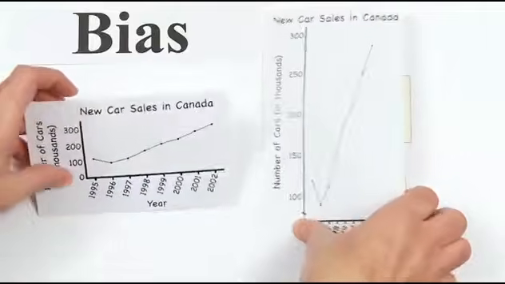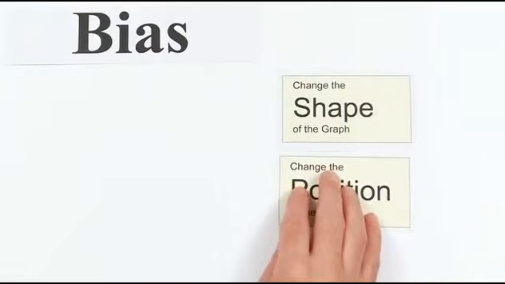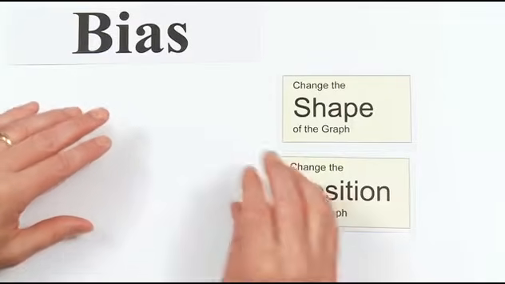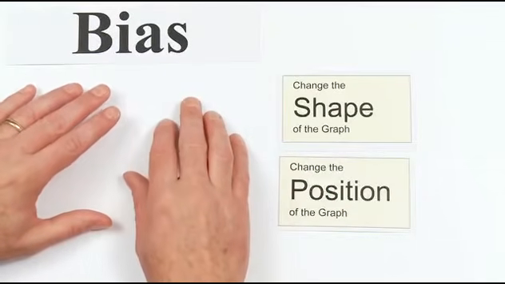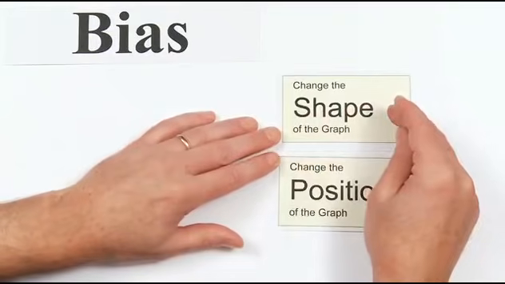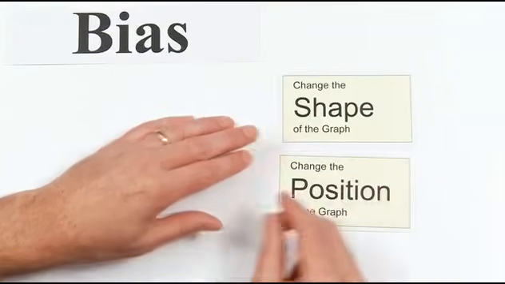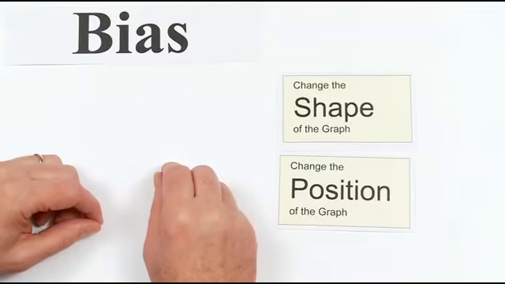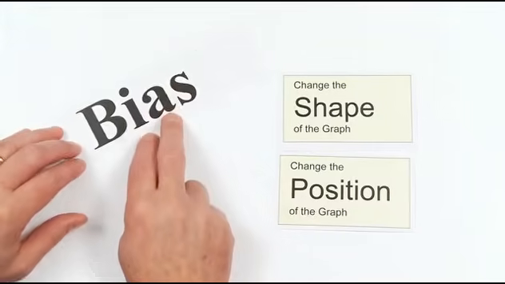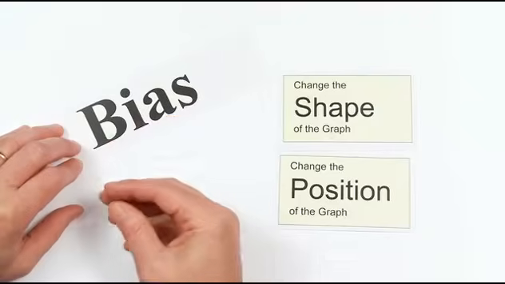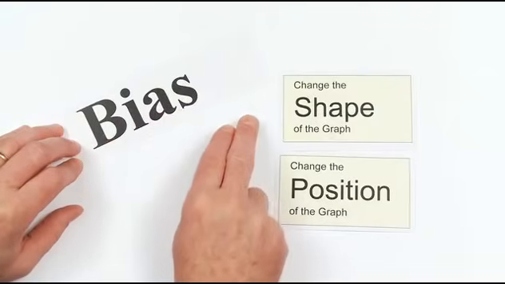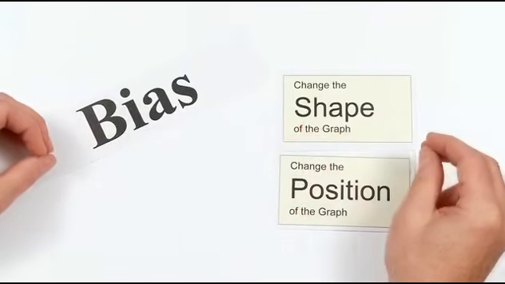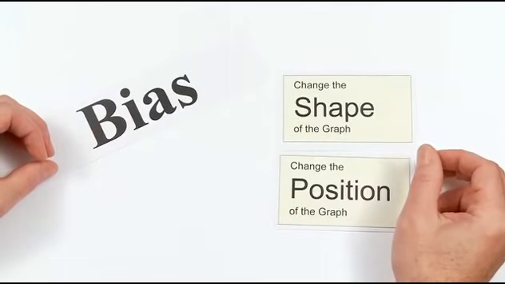How we present our data really does have an impact on our point of view. It can influence the way people think about our data. We can change the shape, we can change the position. As readers and writers of data, be aware that bias exists all over the place. It's in us, it's around us. We want to be able to use it to our advantage, but also be very aware of others as they present data.